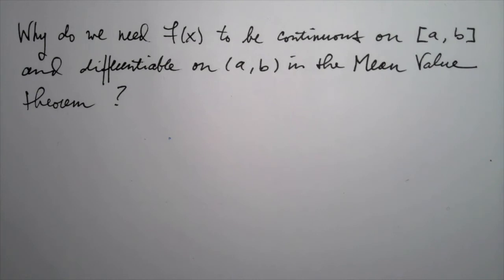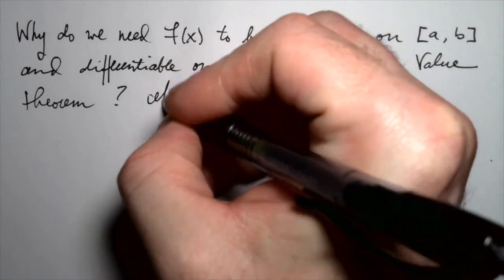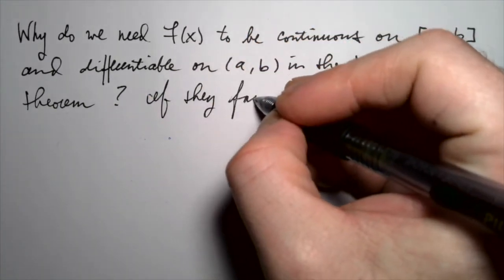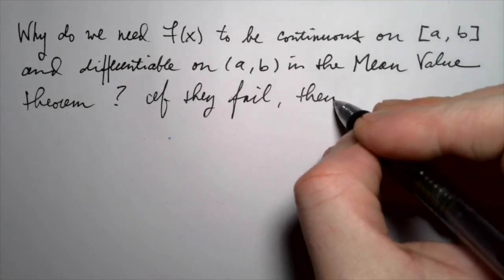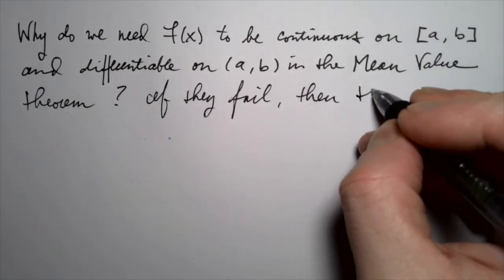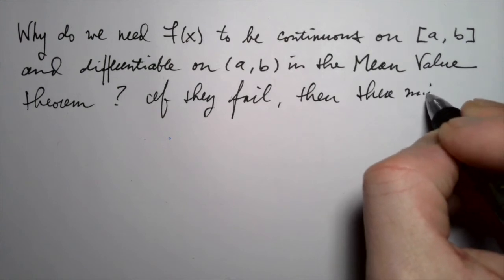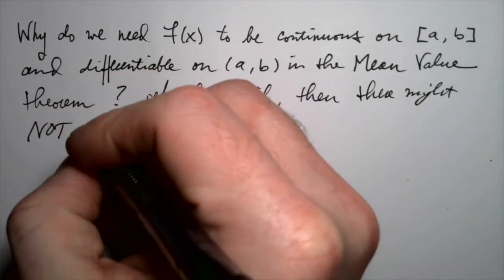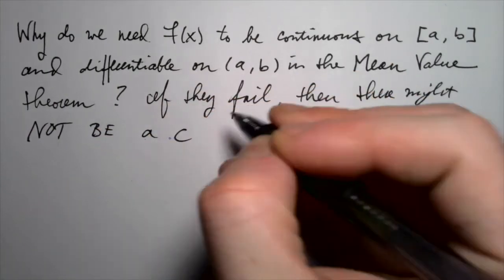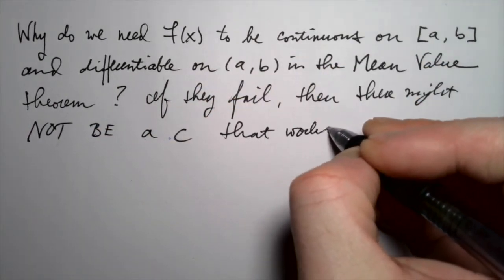We now ask, why do we need the function f of x to be continuous on the closed interval from a to b and differentiable on the open interval from a to b in the mean value theorem? Why are these hypotheses necessary? Well, I'm going to show you using examples that if they fail, then there might not be a c. In other words, the theorem might be false. So there might not be a c that works.